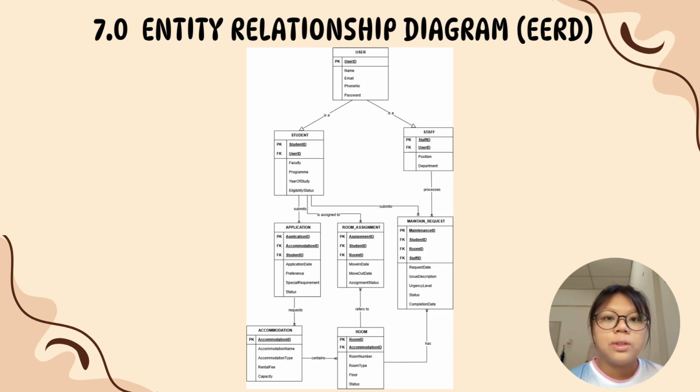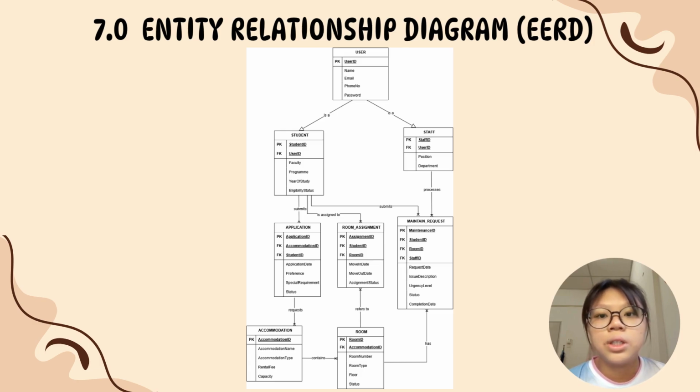First, we have the user entity, which stores common information such as a username, email, phone number, and password. The student and staff entities are specializations of the user entity. Students store information such as faculty, program, and year of study, while staff store the staff member's position and department.